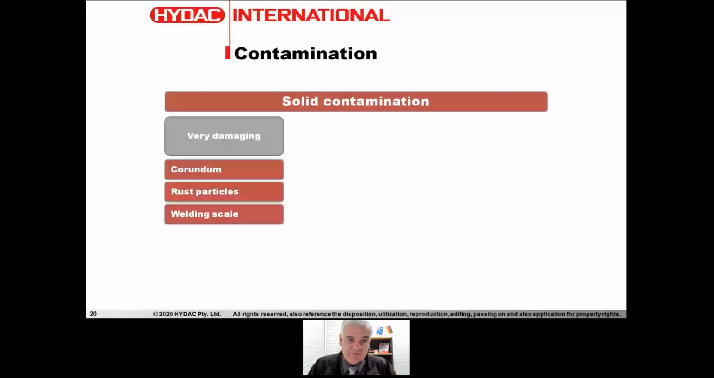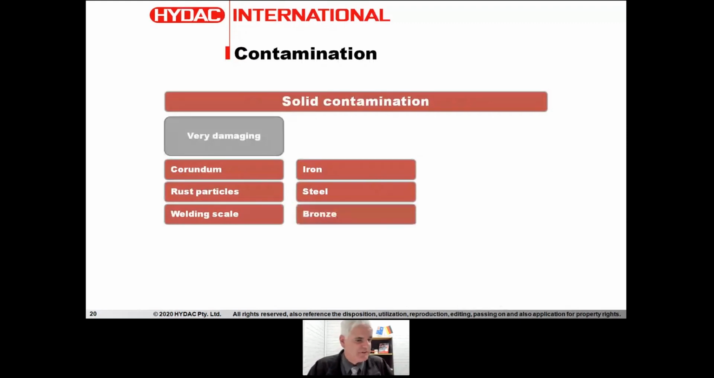Other metals that are involved in the system are, of course, iron from castings, steel from steel components. Very many components are bronze. Many pumps use bronze and other low-friction materials in them. And aluminium, of course, is used in very many products, pumps and manifolds as well.